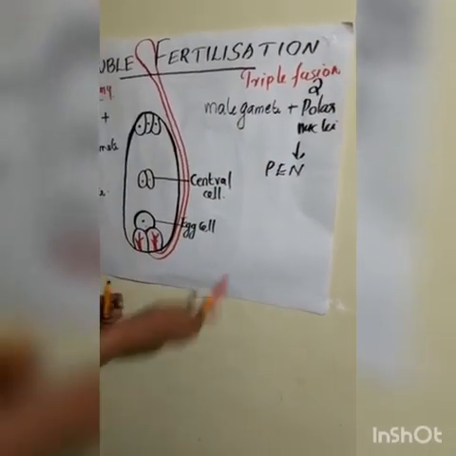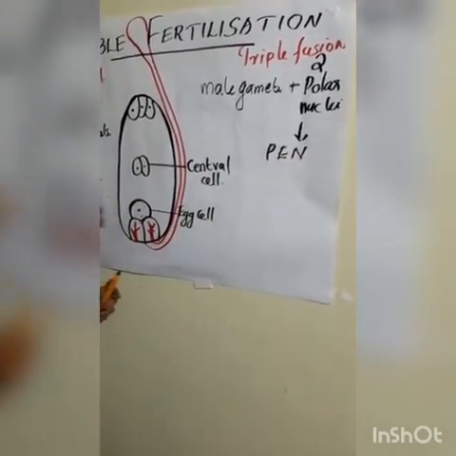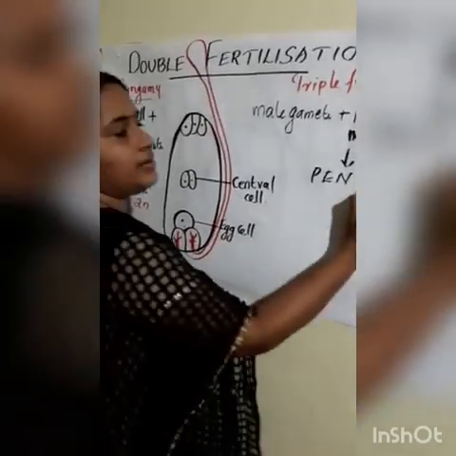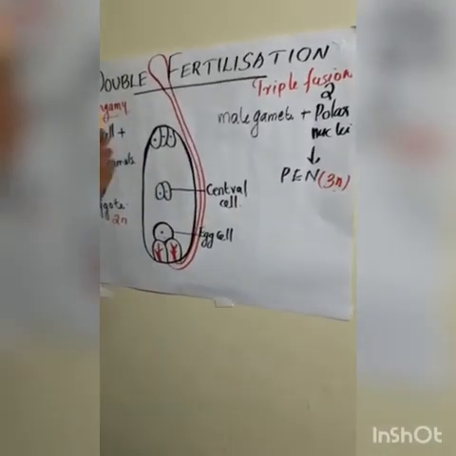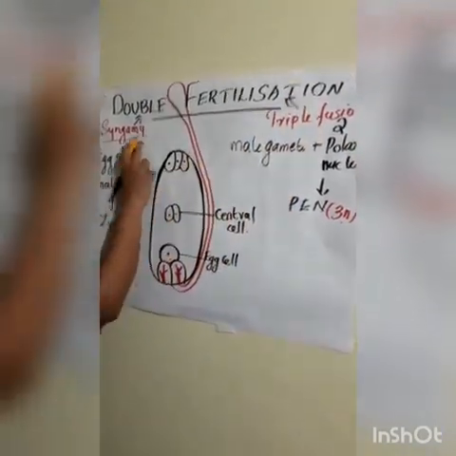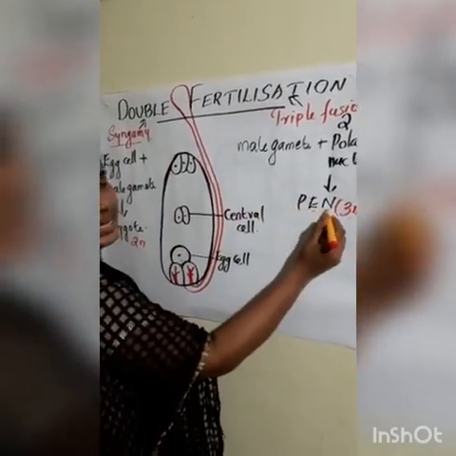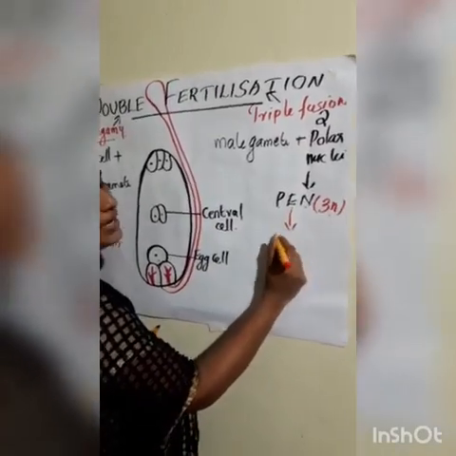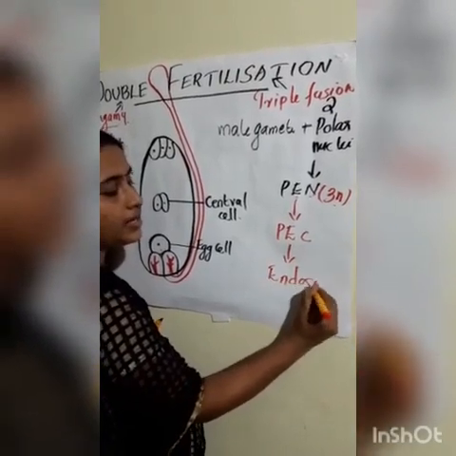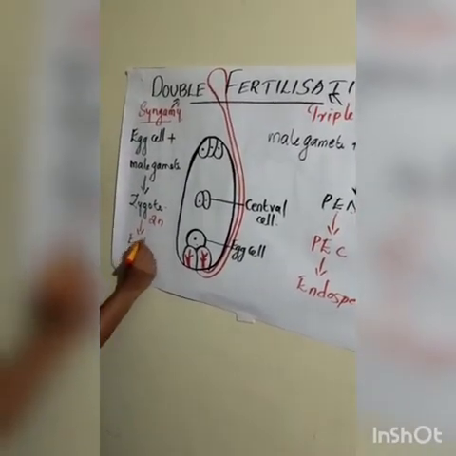Let me ask a question. What will be the ploidy of PEN? Yes, it will be triploid. And what will be the ploidy of the zygote? It will be diploid. 2N and this is 3N. So two processes, both syngamy and triple fusion, are happening during this process. That's why it is termed double fertilization. Clear? After triple fusion, the PEN becomes the primary endosperm cell and develops as endosperm, whereas the zygote develops as the embryo.